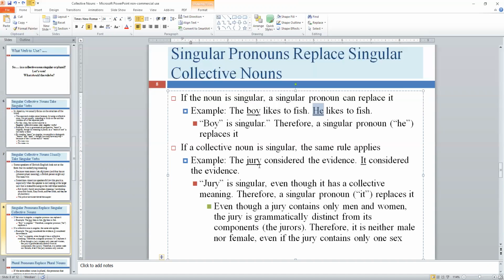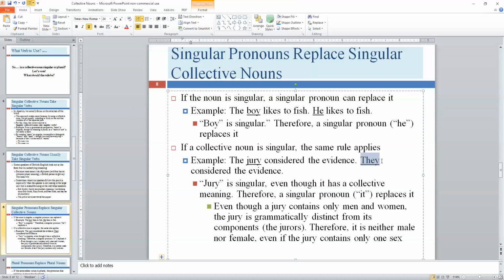But let's take this sentence. The jury considered the evidence. It considered the evidence. That is correct. The jury is it. The jury is singular, so we have to use a singular pronoun. But my guess is many of us in spoken English would say this: the jury consider the evidence. They consider the evidence.